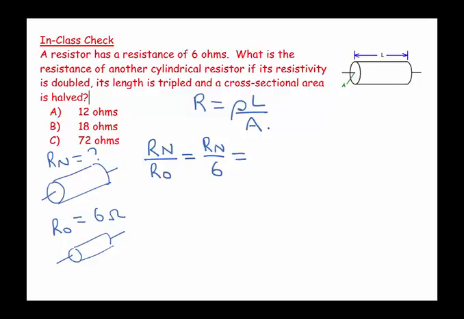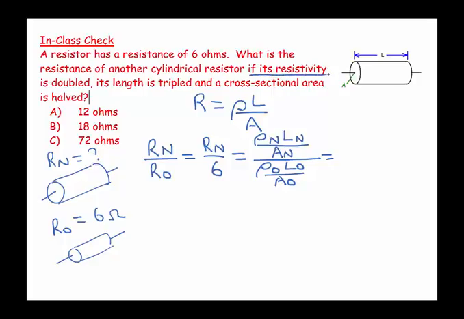And this equals, and now we look at these ratios. So it's the resistivity of the new material over the length of the new resistor over the cross-sectional area of the new resistor. That's what makes up R new. And that's over the resistivity of the old material, the length of the old resistor, and the cross-sectional area of the old resistor.